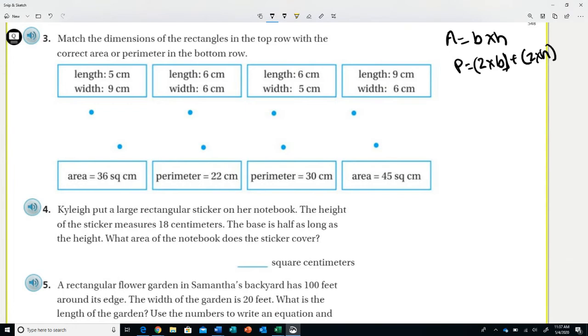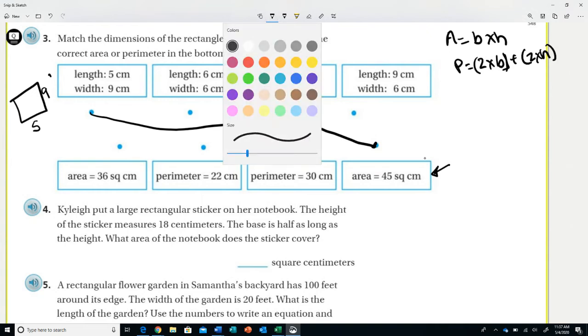All right, so first one over here, I'm going to take a look at length 5 centimeters, width 9 centimeters. I'm going to draw just a quick example. If we call this the length at 5 and this the width at 9, then if I'm looking at area, that's 9 times 5, which is 45. Do I have anything that has 45 square centimeters? And in fact, I do. This would be the correct response for area equals 45. And I just happened to luck out. So that goes here.